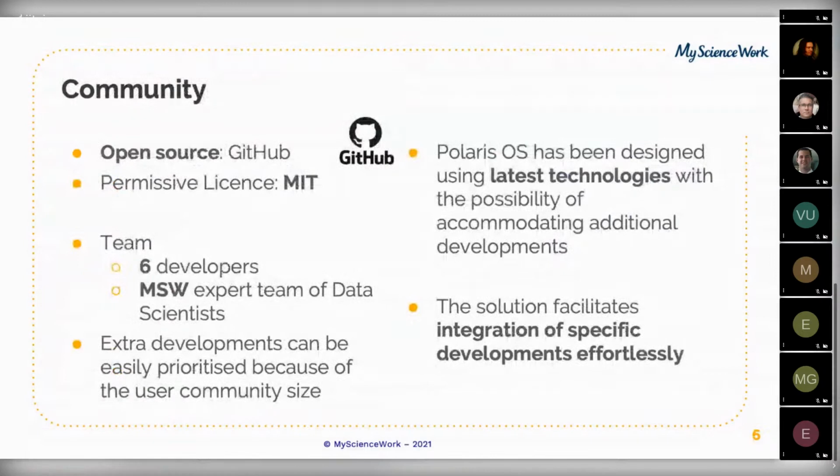So what about the community? We are a small community, but Polaris OS is open source. Its code is shared in GitHub. Open science is at the heart of most My Science Work projects, because the company My Science Work has been born to promote science and open access. So it's one of the most important parts. That's why the solution is in open source.